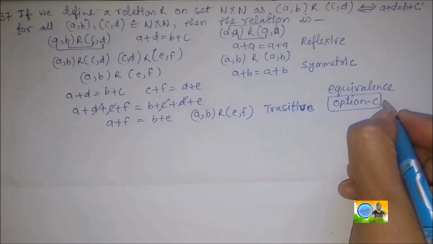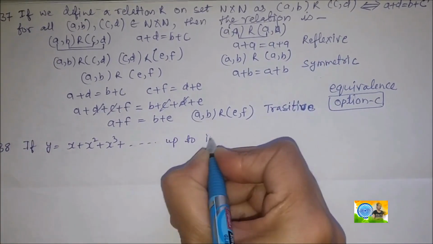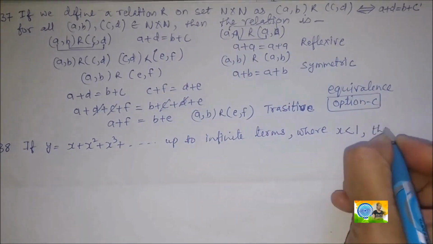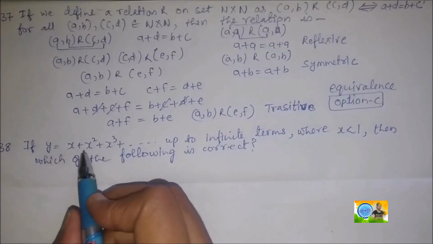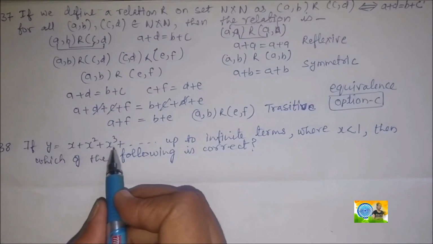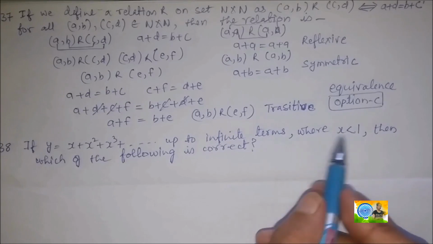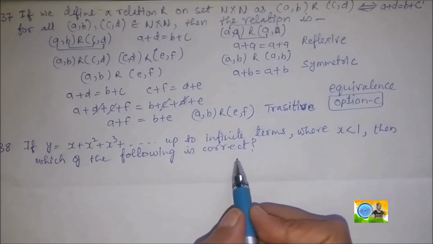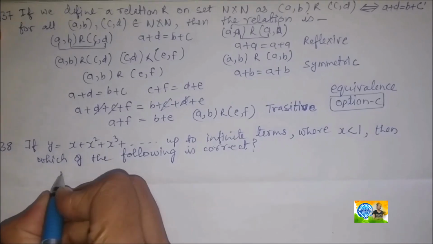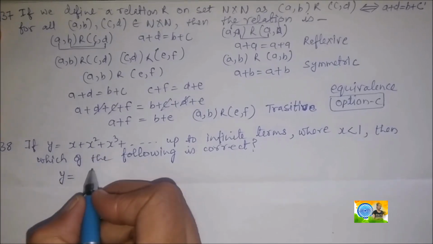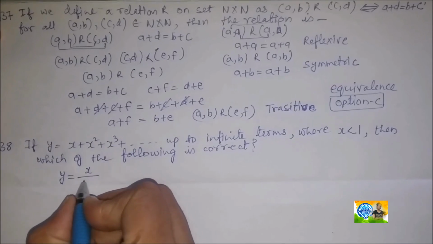Let us now see question number 38. If y is equal to x plus x square plus x cube plus up to infinite terms where x is less than 1, then which of the following is correct? So let us check. We are given this is an infinite series. Y is equal to sum of infinite series is a, that is the first term, divided by 1 minus r.